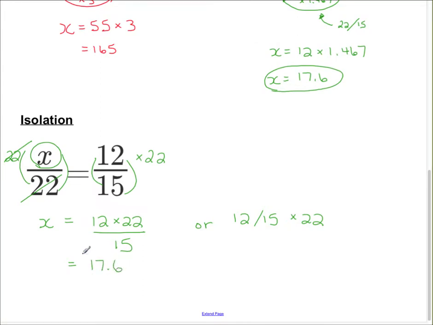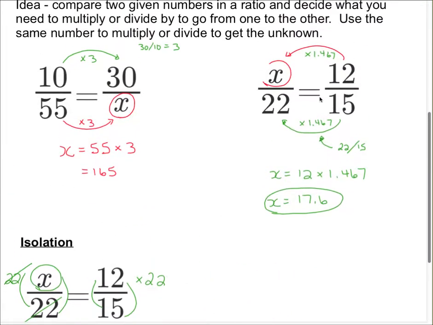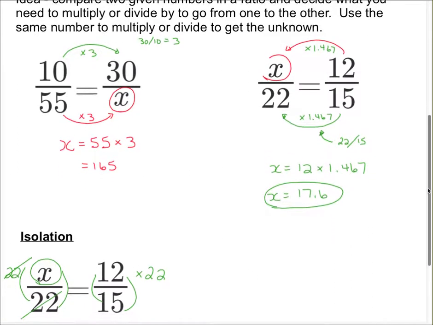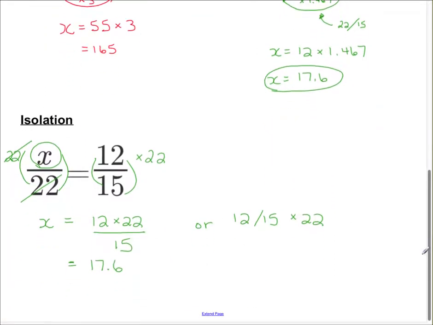And the one nice thing about isolation here is that we're not working with decimals in our intermediate step, which is what we did up here. When we changed this into the 1.467, we were working with decimals. And when you round a decimal, then you get round off errors. Down here, we didn't round any decimals, so this is exactly 17.6. Up here, we weren't quite sure because there were a few more decimals after on the calculator, but this is actually exactly 17.6. And you could have typed it in this way.